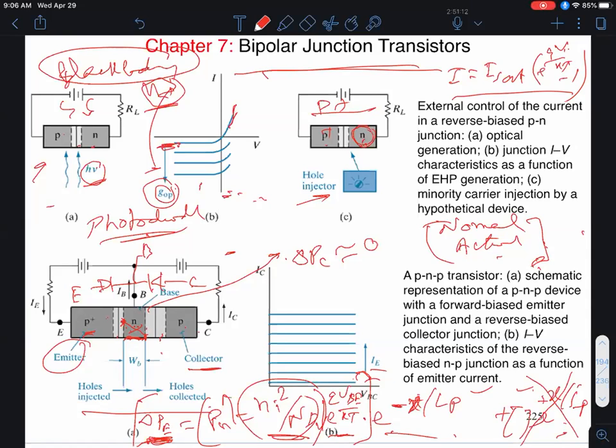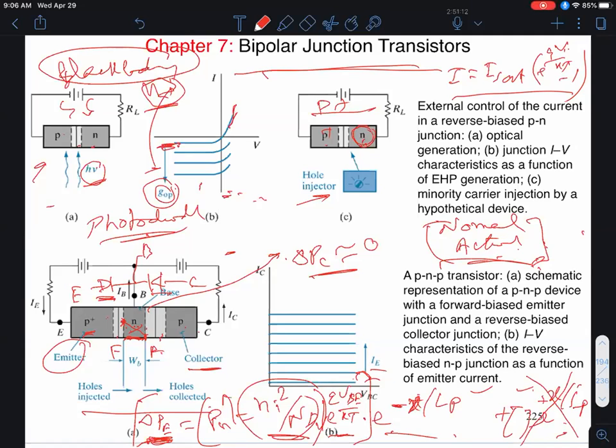But let's start off with the most common mode, which is the emitter base junction forward bias, and the collector base junction reverse bias. And because this junction is reverse bias, delta PC equals 0. Now, if you look at the equivalent circuit, a very simple model seems to be that I have a diode, the emitter base diode, that's connected back to back with a collector base diode.